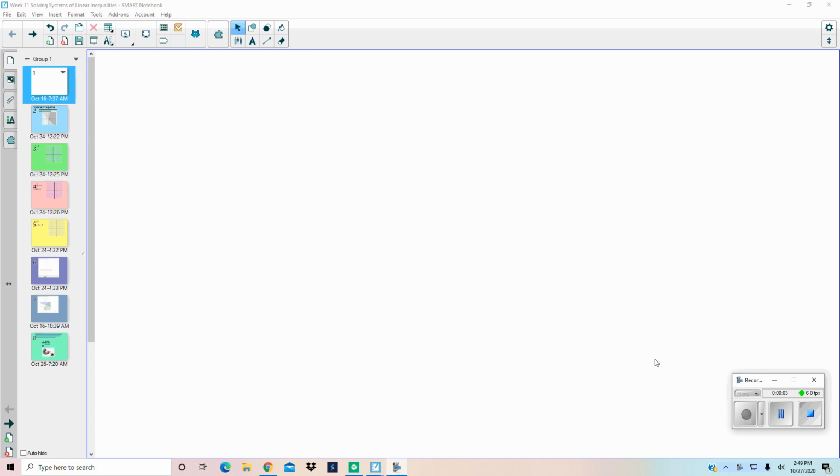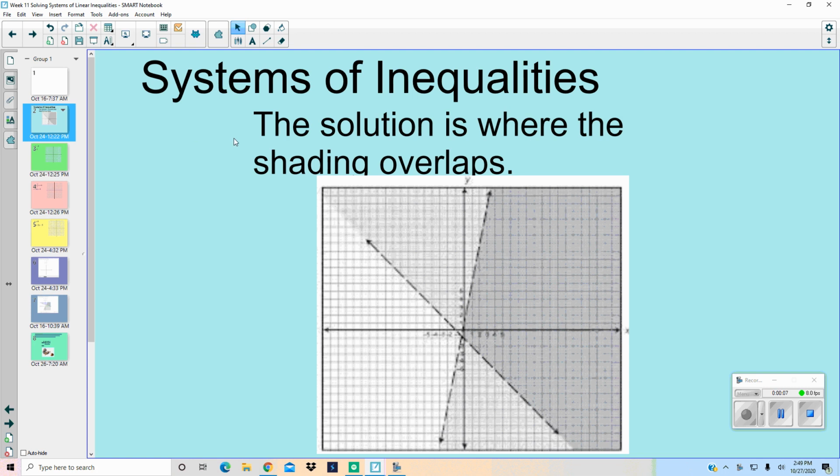Okay, so we are moving on to solving systems of inequalities by graphing. So the solution is going to be where the shading overlaps. So remember, when you have an inequality, you have to shade.